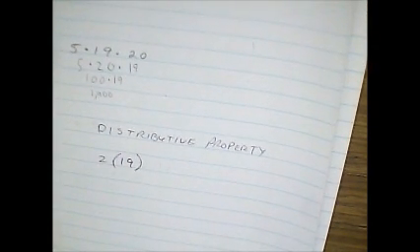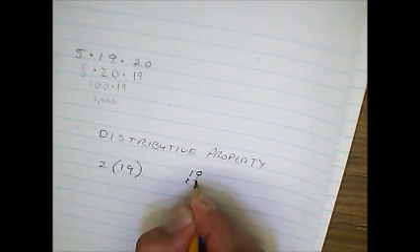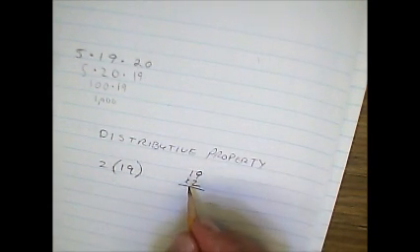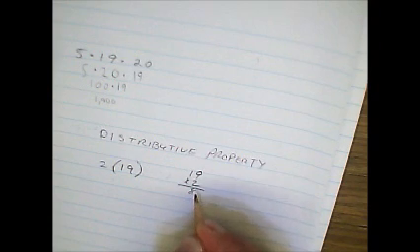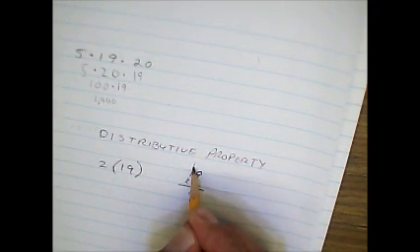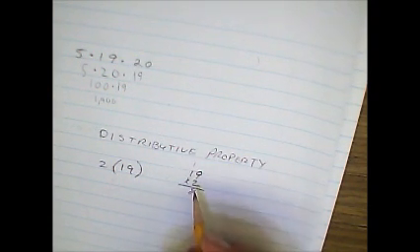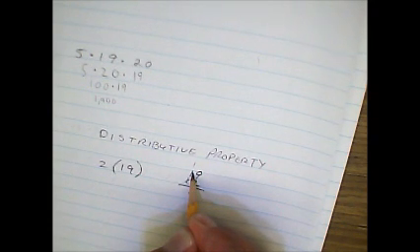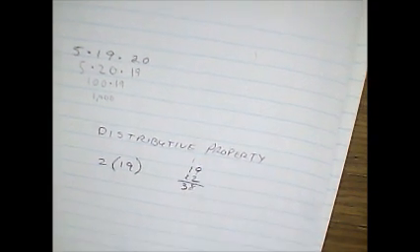All right, take a look at this. 2 times 19. The old you would solve it like this: 19 times 2. 9 times 2 is 18. Carry the 1, go over to its neighbor, and 2 times 1 is 2, plus 1 is 3. So 38. Okay, there we go, 38.